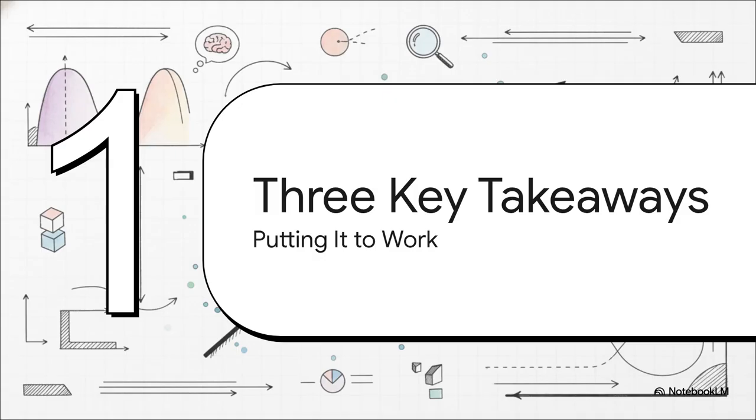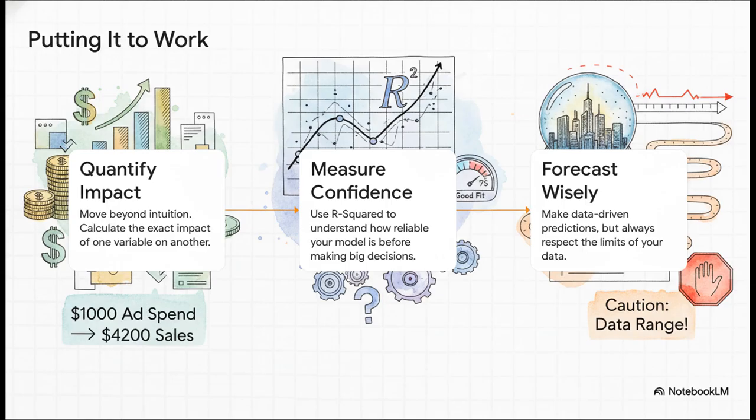Okay, so let's bring it all home. How can we put all this to work? If you're in business or marketing or research, it really boils down to 3 key takeaways. First, quantify your relationships. Stop using intuition and saying, more ads probably leads to more sales. Start saying, every $1,000 in ad spend generates an estimated $4,200 in sales. See the difference?